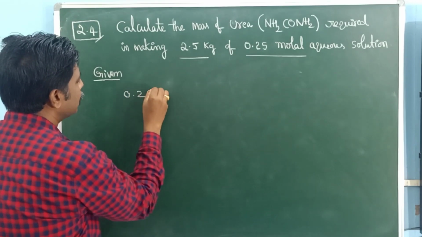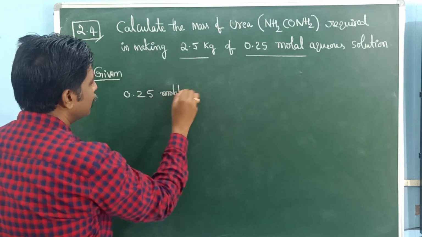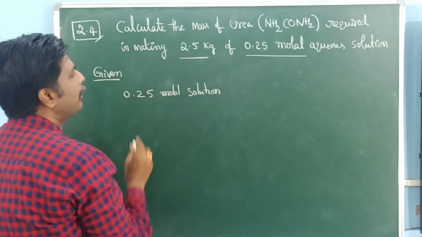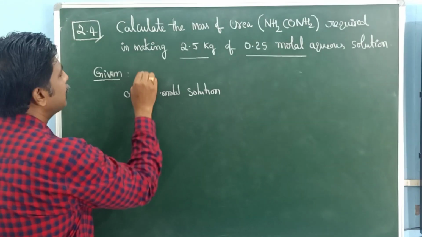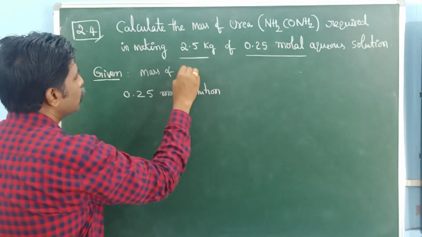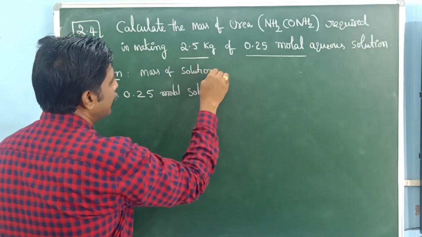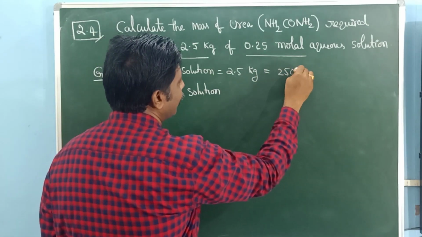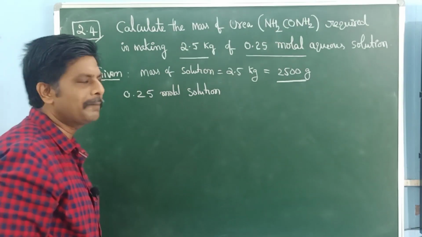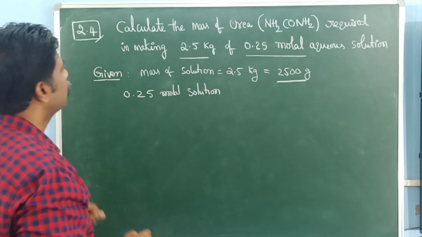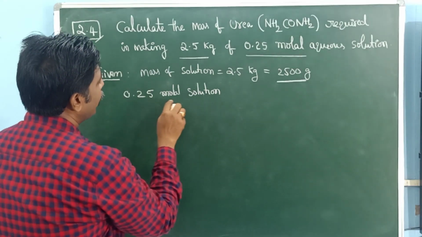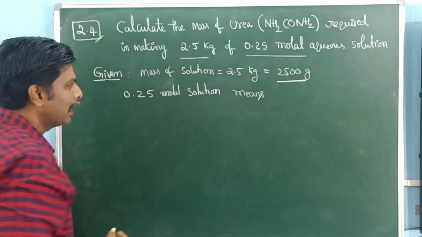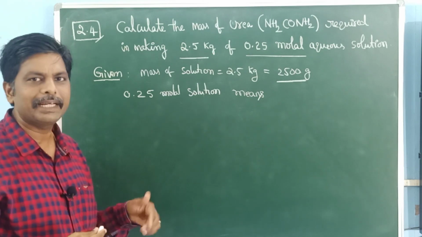0.25 molal solution is given. What about this 2.5 kg? Given 2.5 kg is the mass of solution. Mass of solution is 2.5 kg, that means 2500 grams. 2500 grams is the mass of the solution. Then 0.25 molal solution means, what is the definition of molality? Number of moles present in 1 kg of solvent.